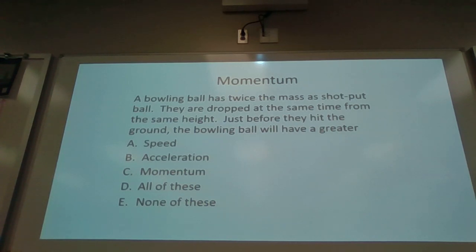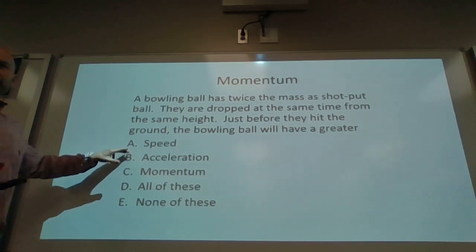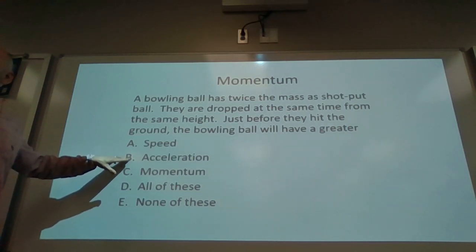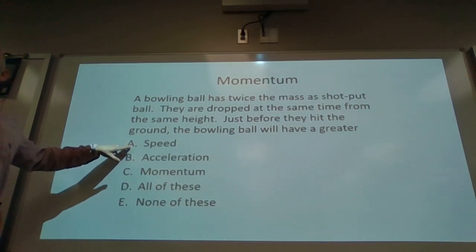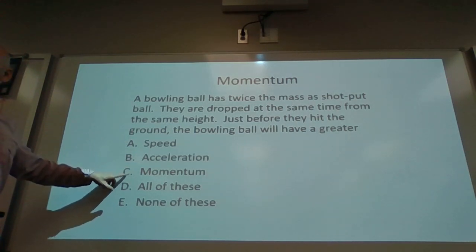Tell your neighbor. Correct answer is C. Both experience the same acceleration of gravity, 9.8 meters per second squared, over the same distance, so they're going to hit the ground at the same time. That means they're going to have the same speed, but the one that has more mass is going to have a greater amount of momentum.